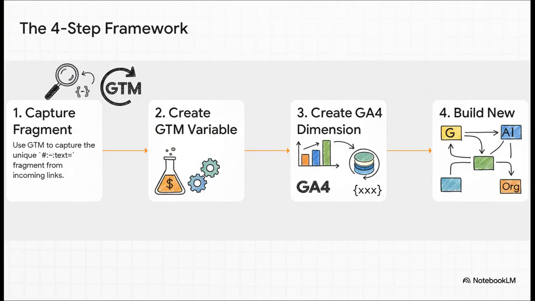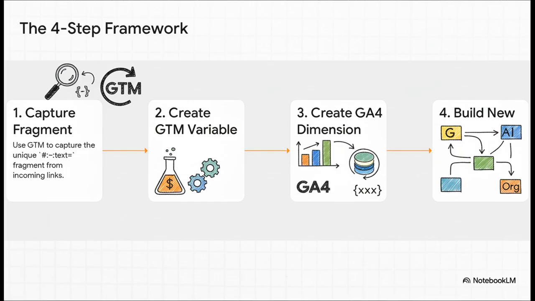All right, so how do we actually use this clue? Here's the game plan, broken down. Step 1, we're going to use Google Tag Manager to spot and grab that unique text fragment. We need GTM because it can see this stuff happening in real time. Step 2, inside GTM, we create what's called a variable. Just think of it like a little box specifically designed to hold that fragment data. Step 3, we send that little box of data over to Google Analytics 4 and give it a home in something called a custom dimension. This is how we make the data stick around in our reports.